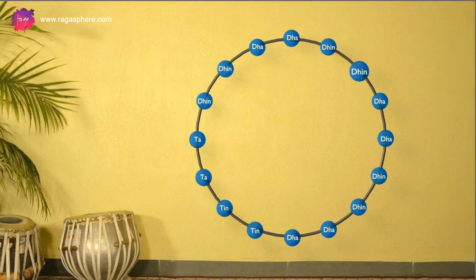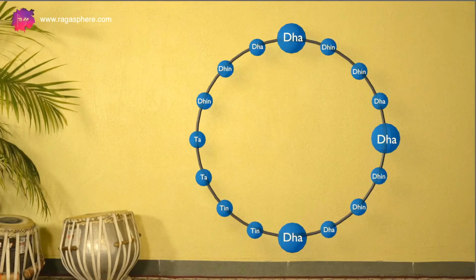Dha, din, dha, din, dha, dha, tin, tin, ta, ta, dhin, dhin, dha, dha, dhin, dhin, dha, dha, dhin, dhin, dha, dha, tin, tin, ta, ta, dhin, dhin, dha. The start points of the khandas are also denoted by the tali, and the khali is denoted by khali.